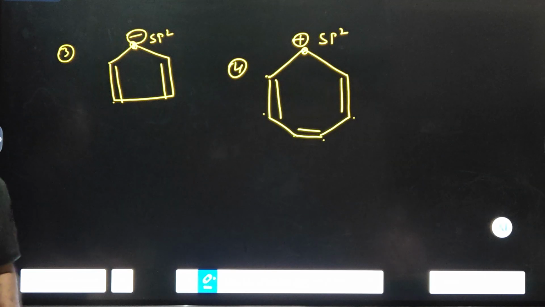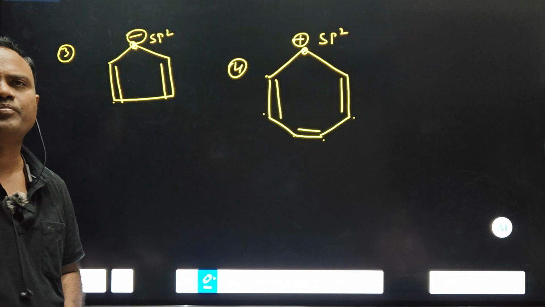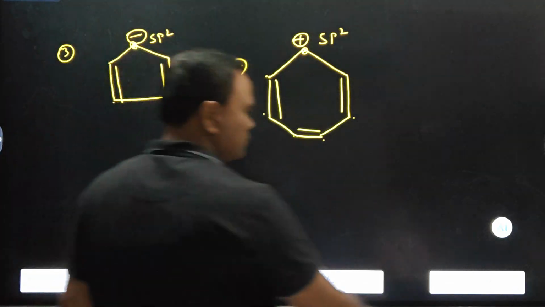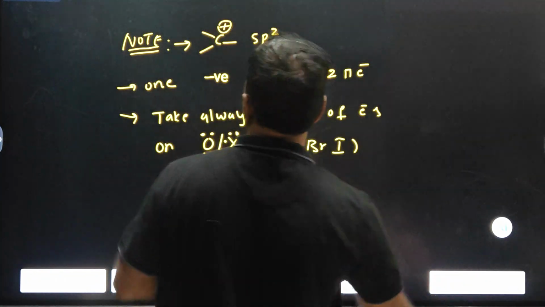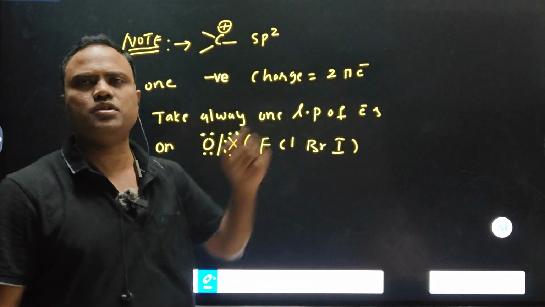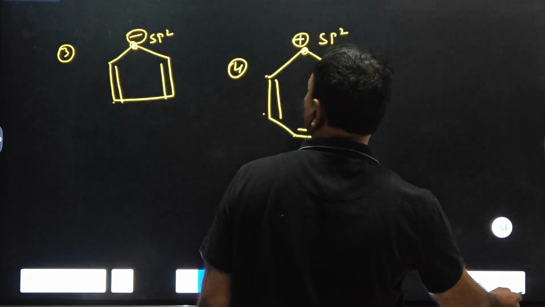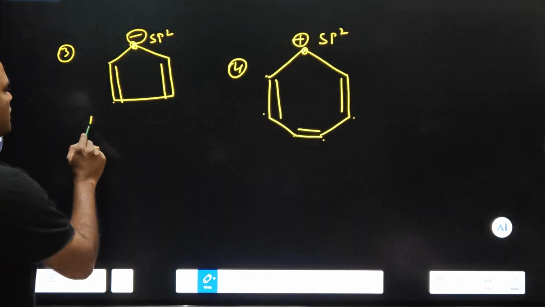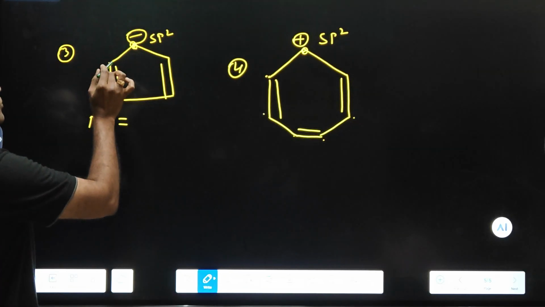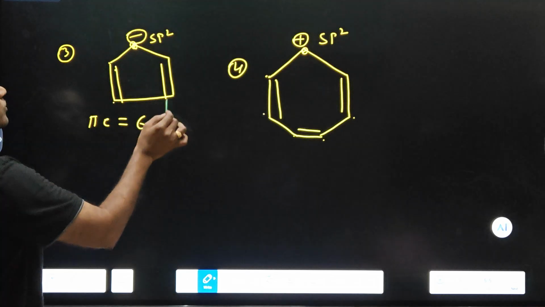Is the first one aromatic or not? Online students, what I said, consider negative charges. Look at this once: one negative charge has 2 pi electrons. Here how many pi electrons are present? Negative charge is 2, then 4, 5, 6. 2, 3, 4, 5, 6.